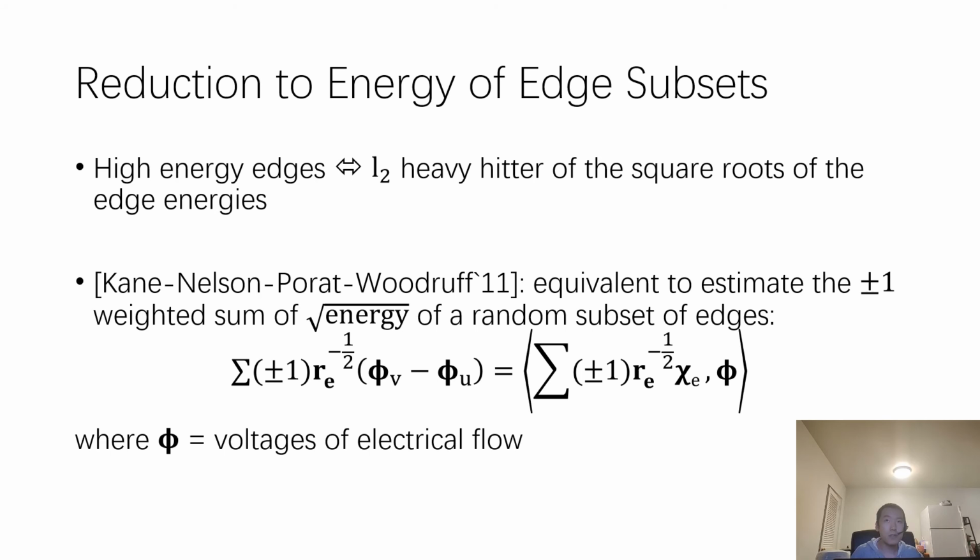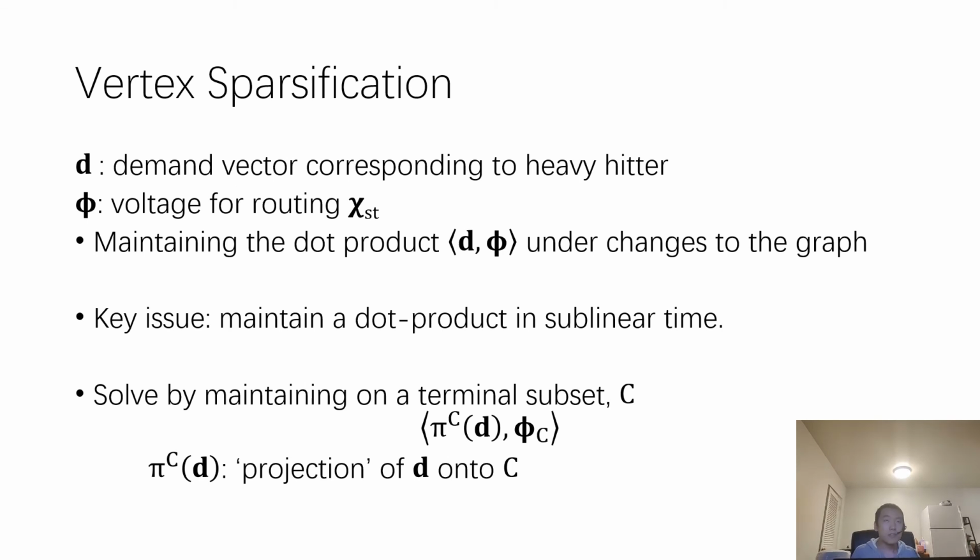We would like to calculate the weighted sum of square roots of edge energies of a random subset of edges. So we can write this sum as this dot product, where the left operand D is the weighted sum of some edge indicator vectors, and the right operand phi is the voltage vector. Our goal is then to maintain this dot product in sublinear time per operation, but the problem is both vectors D and phi have linear length. So we solve this issue by maintaining on a subset of vertices which we call the terminals. This idea is influenced by the previous dynamic effective resistance paper.